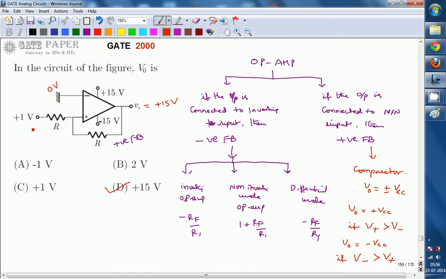Let us modify this question. If it is given as minus 1 volt instead of plus 1, what will be the answer? Then the output will be at minus 15 volts, because 0 is greater than minus 1, so the inverting terminal dominates, and the output voltage is at minus 15 volts. For the original question, the right answer is D, plus 15 volts.